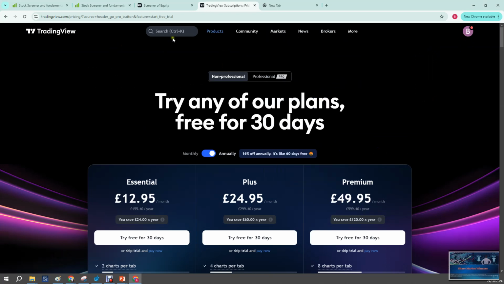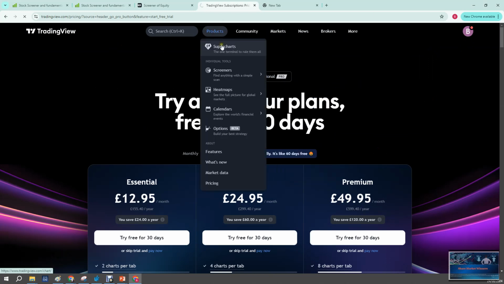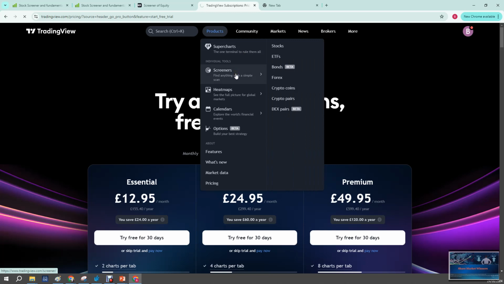Log in. The screen looks like this, and then the next one is the products, where you can see Supercharts. This is what I am using whenever you see some of the screenshots which I'm sharing in our group. That is what we are using.